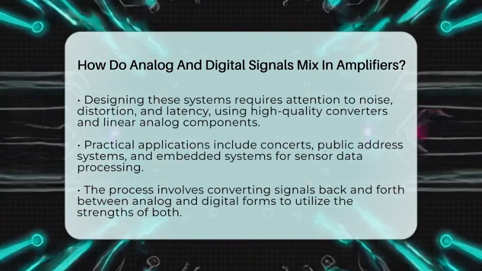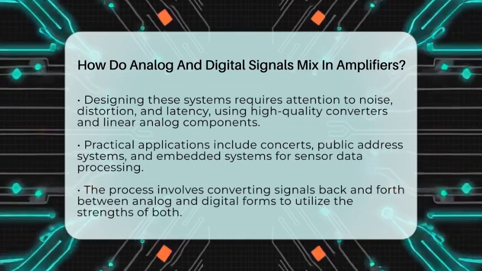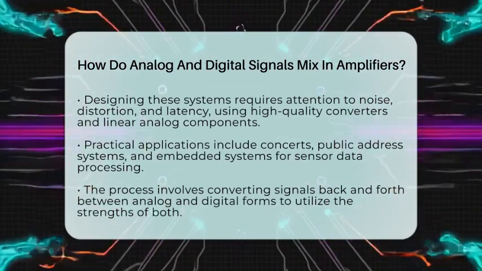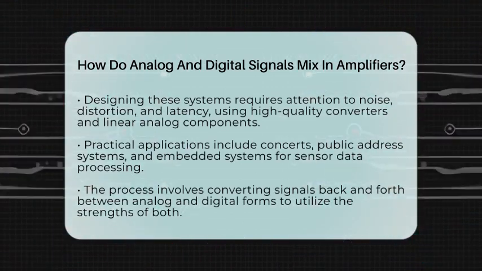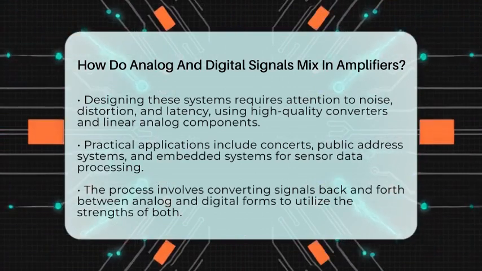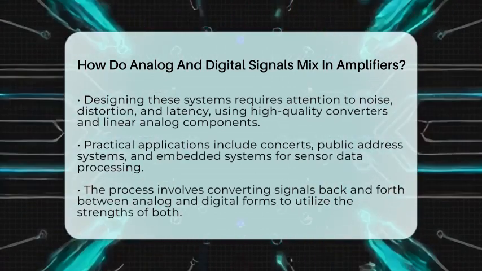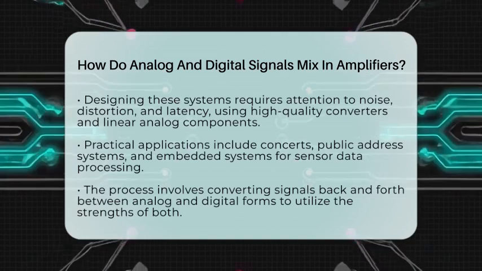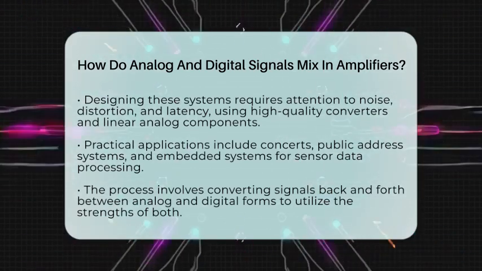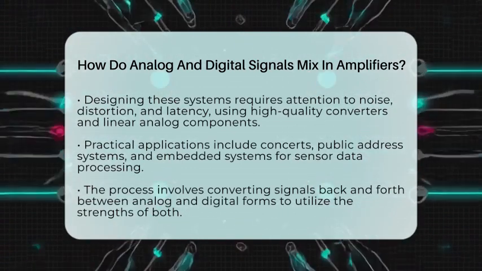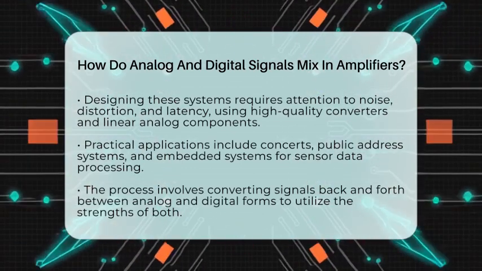Embedded systems also use this approach to process sensor data, convert it into digital signals, and then amplify it for monitoring or control. So, in essence, the mixing of analog and digital signals in amplifiers involves converting signals back and forth between the two forms. This allows us to enjoy the best of both worlds, the natural flow of analog and the flexibility of digital processing, all in one integrated system.